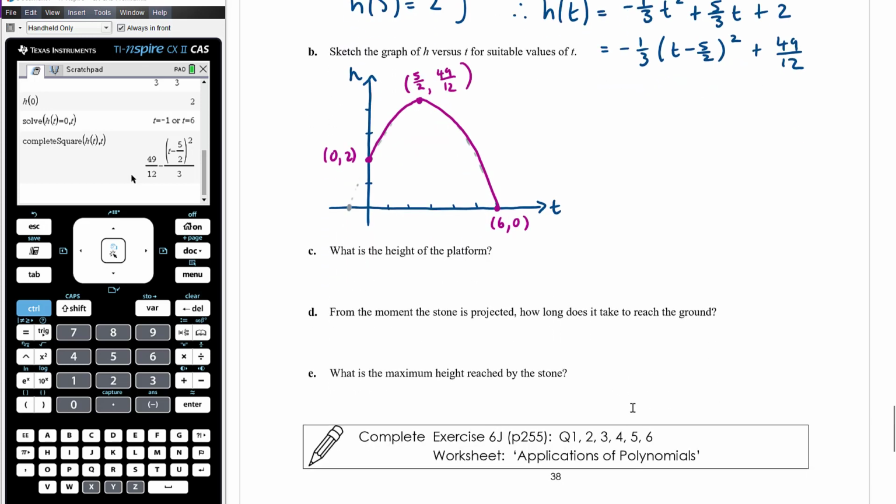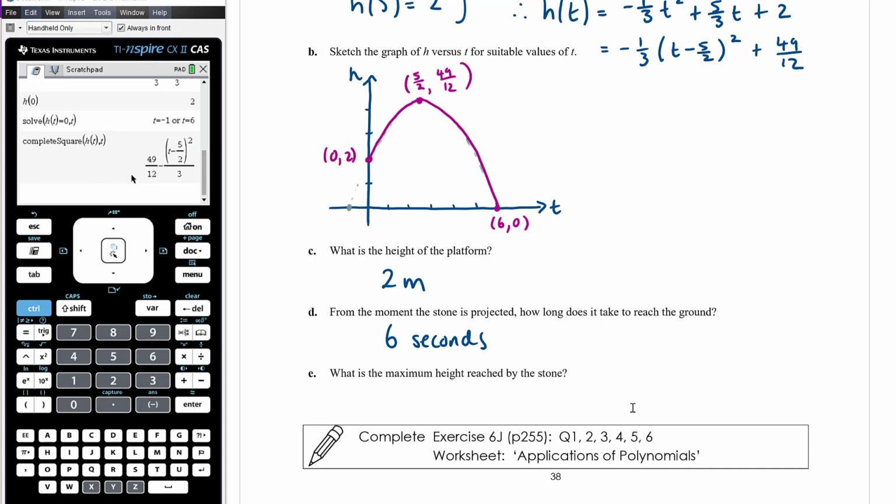What is the height of the platform? So the stone was initially projected from a platform. We can see from the graph that the initial height was 2 meters, so the platform was clearly 2 meters. From the moment the stone is projected, how long does it take to reach the ground? So we can see that the height is 0 when t equals 6. So it takes 6 seconds for the stone to reach the ground.